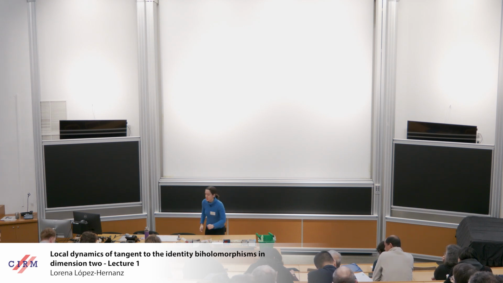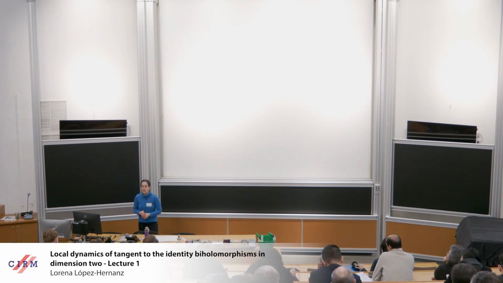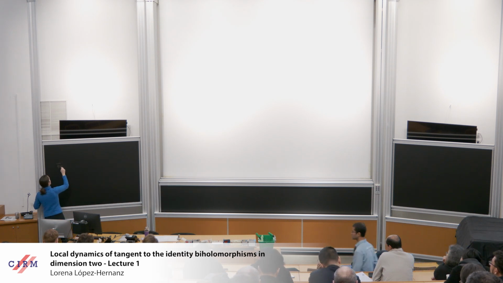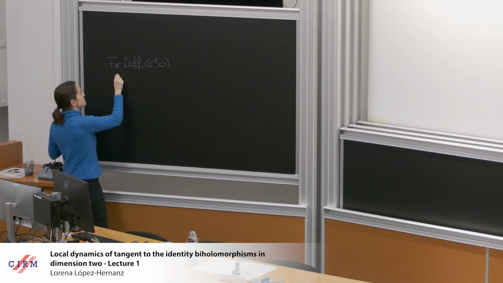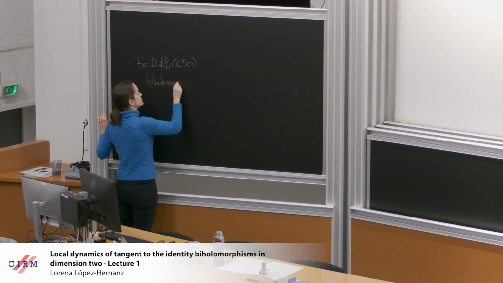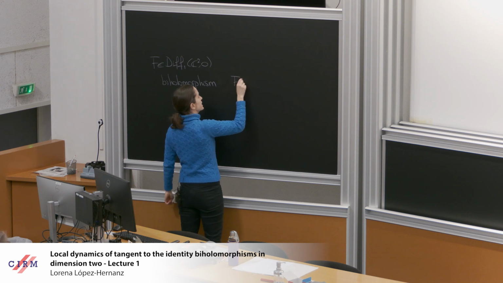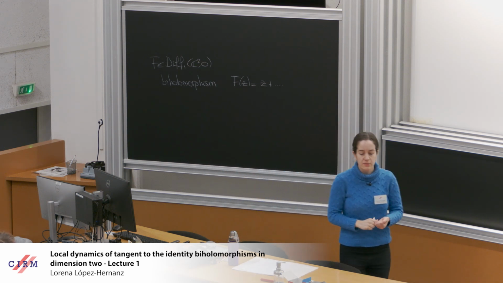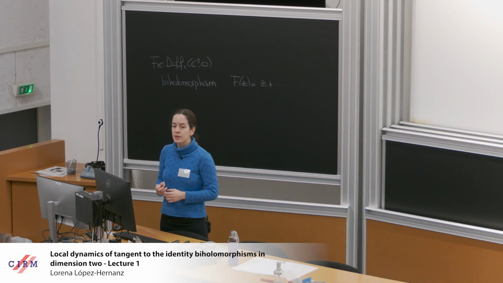I'm going to give a course on the local dynamics of tangent to the identity biholomorphisms in dimension 2. Except for today, where I will speak a little bit about the dynamics of germs of vector fields in C2, my object of interest will be a map F, which is a germ of biholomorphism which has 0 as a fixed point and is tangent to the identity. So the linear part is the identity, plus higher order terms, and we will be interested in the question of studying the orbits of this map, and more precisely, the existence of invariant manifolds for F.